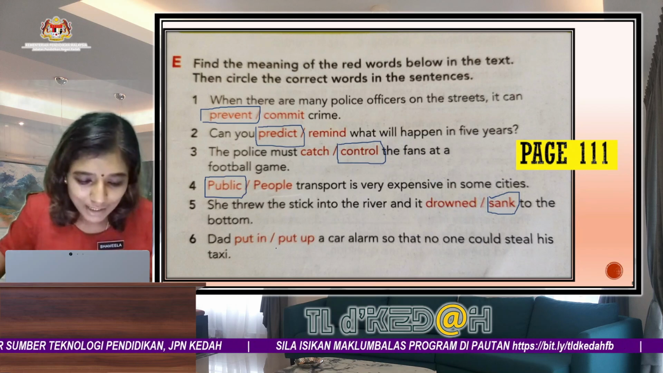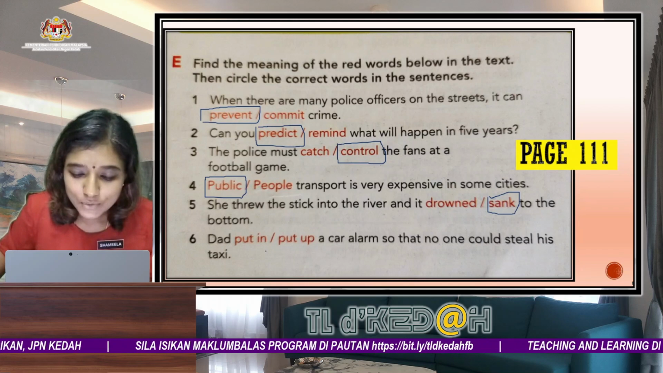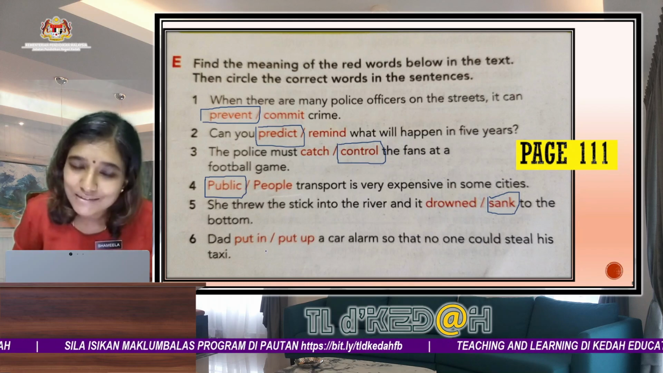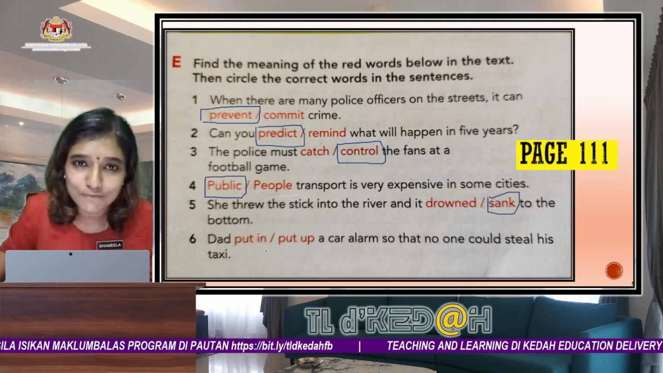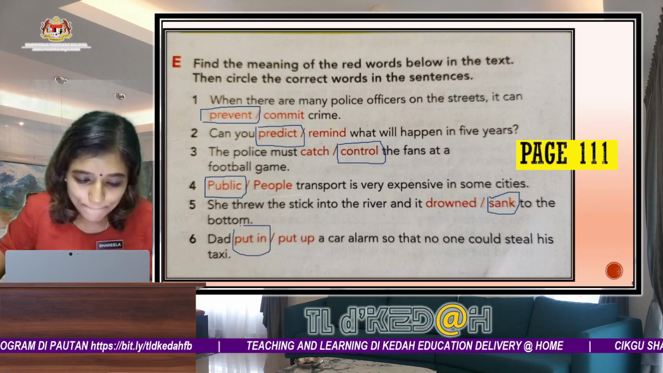And finally, number 6, Dad put in a car alarm so that no one could steal his taxi. It's definitely there. You have to refer to the text. It's a put in alarm as well. So the answer is put in.